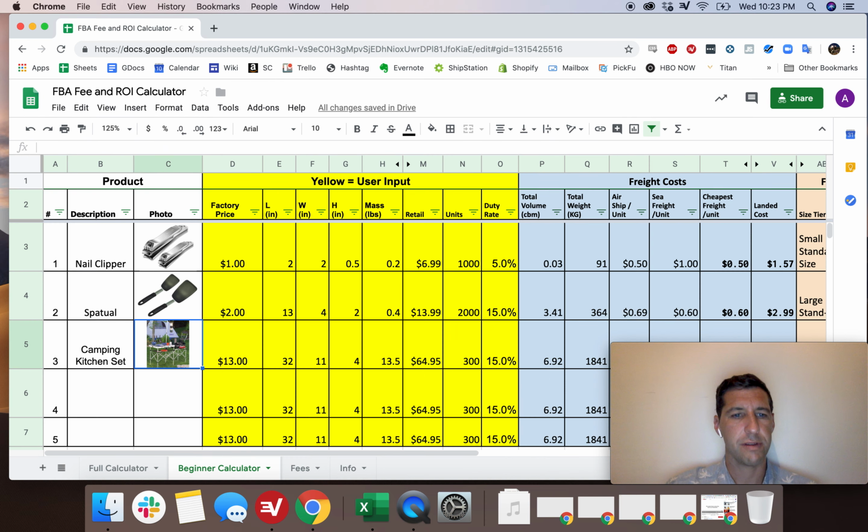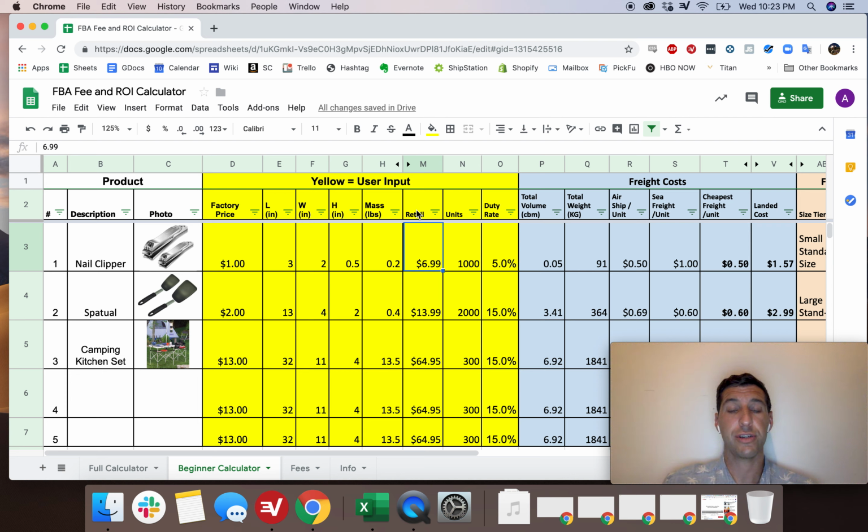I have a few little dummy examples here. So I have nail clippers. Nail clippers, let's say the factory price is like 50 cents. Let's just say it's a dollar. They're 3 inches by 2 inches by half an inch. So they're just, kind of like, this big, a nail clipper, right? They're whatever, 0.2 pounds, pretty light. Retail price.